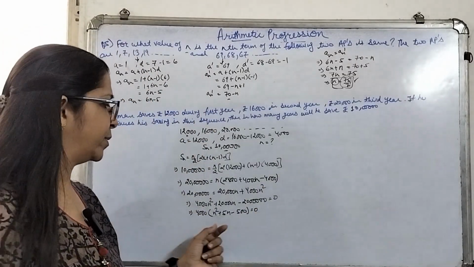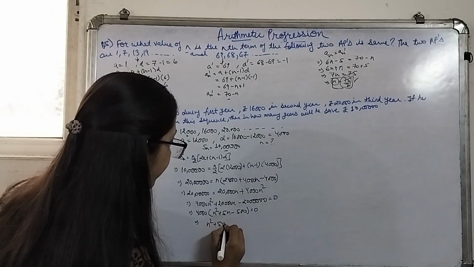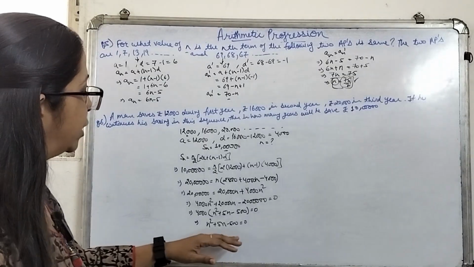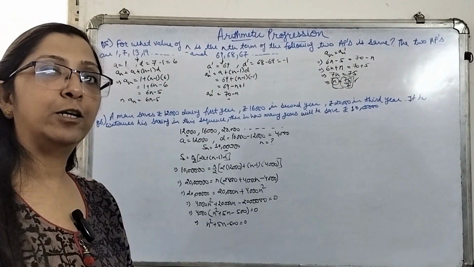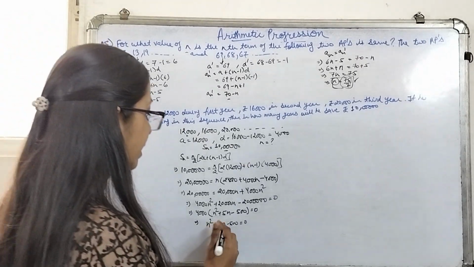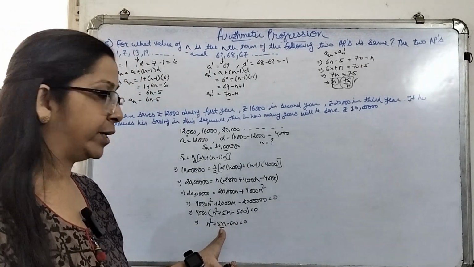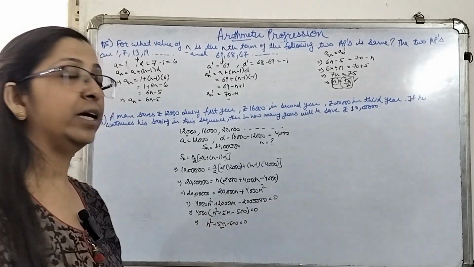Now 4,000 cannot be 0. So simply your equation will become n square plus 5n minus 500 equivalent to 0. We can see over here that it is a quadratic equation. So by middle term splitting, we can find the values of n. The sum of the two terms into which we split 5n should be equivalent to 5n, and the product of the two terms should be equivalent to minus 500 n square.